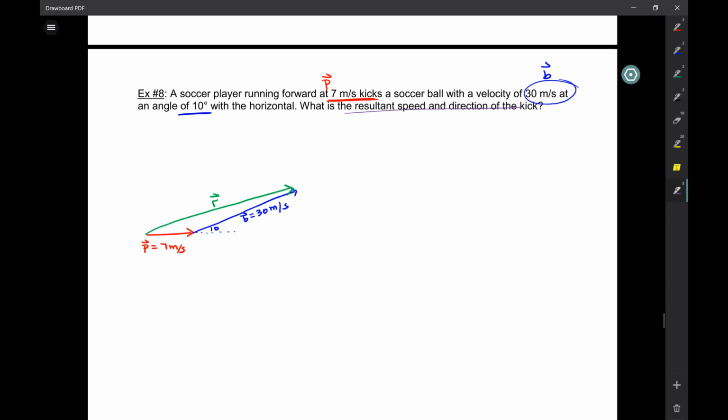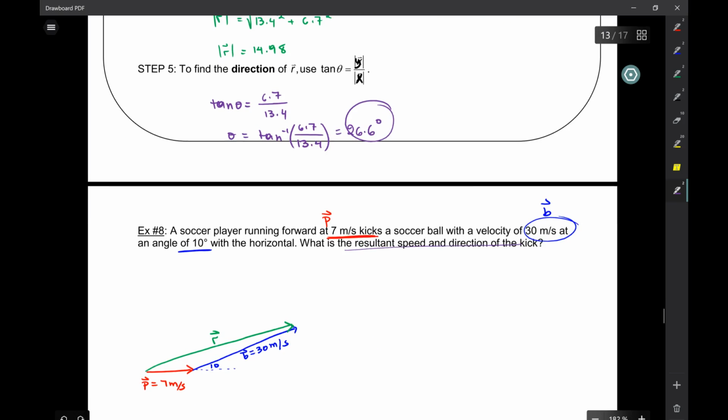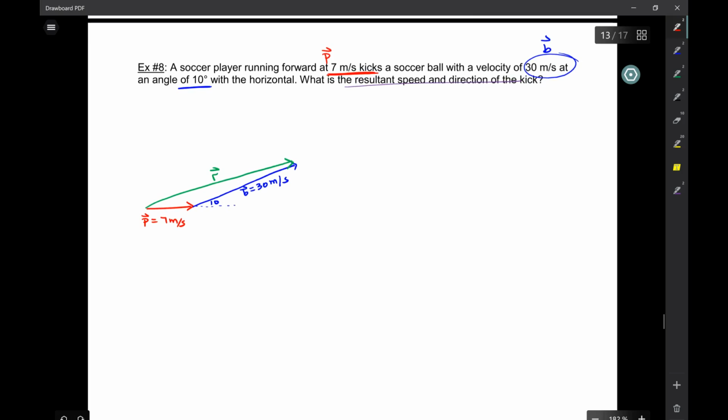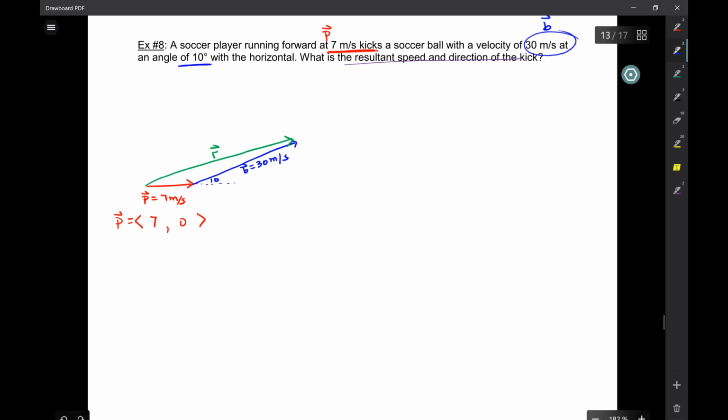So what are we going to do? What did we do here? Put each vector in component form. So look at this one. Because this is all horizontal, it's easier for me to put it in component form, right? So what would that be in component form? Everything is in the horizontal direction, 7, and there is nothing in the vertical direction. So it's 7, 0. That's the simplest case ever. How am I going to do B? Anytime it's diagonal, you have to do B cosine theta, B sine theta.